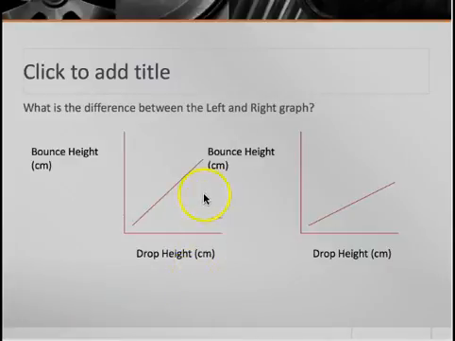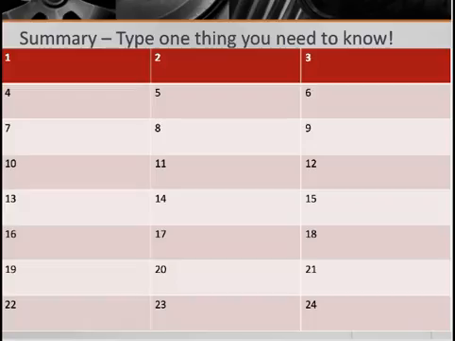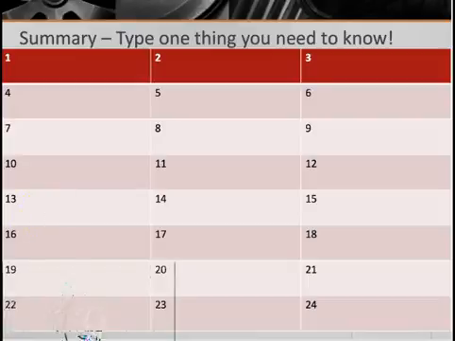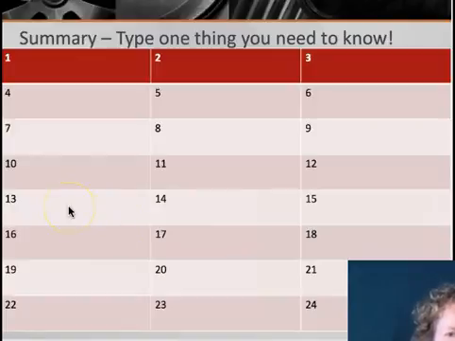What's the difference between the left and right graph? Well, what's going on with this line here? Does it look different in each of them? There's a different trend going on here in each of those graphs. Here's kind of an exponential trend, and this is linear. So see if you can type one thing you know, or just write it down. Write a couple things down as a review of what you've just watched.